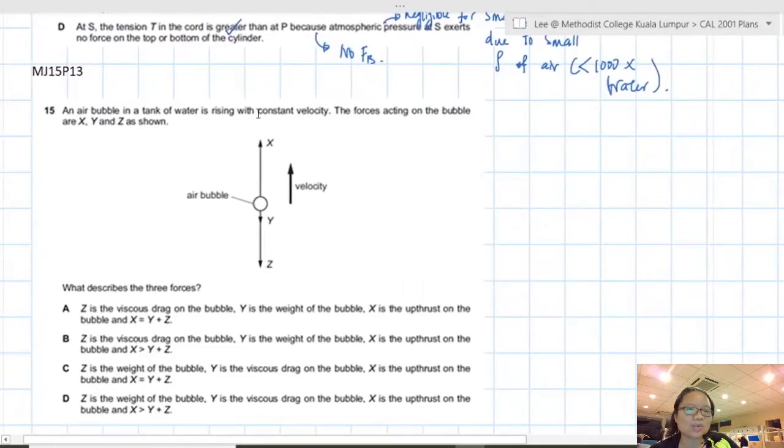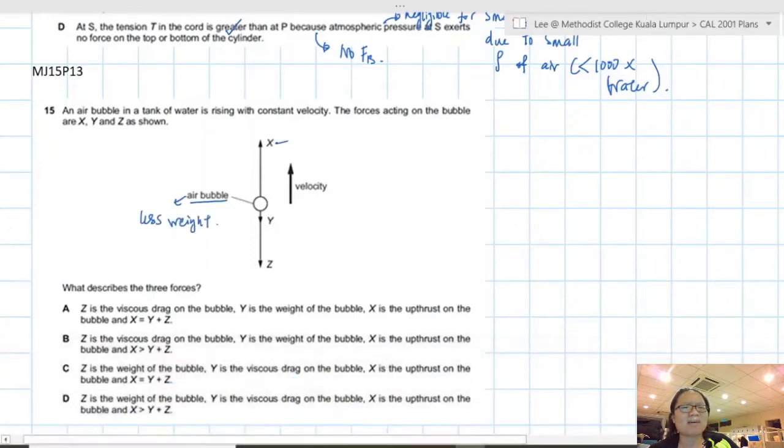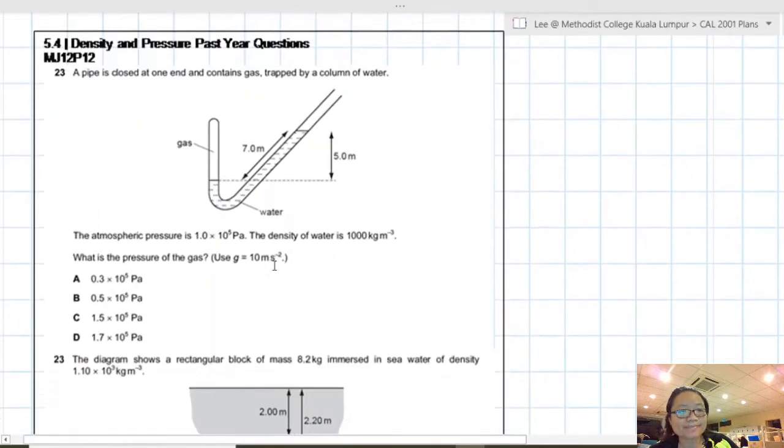Okay, so right now, here you see an air bubble in the water tank rising at constant velocity, and you're asked to identify the forces. So this is an air bubble, so the weight is very small. Y is definitely the weight. The only thing that can push it up is the upthrust or the buoyant force. So Y must be the weight, and X must be the upthrust. And this thing is in equilibrium, so X is equal to Y plus Z. Constant velocity. Okay.